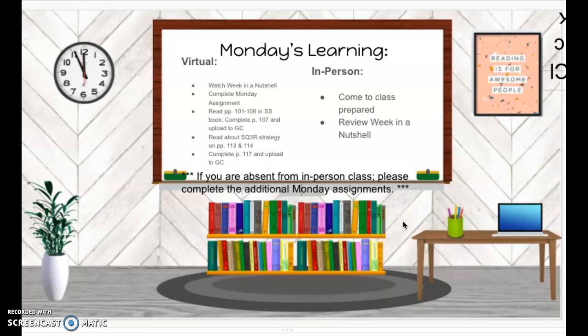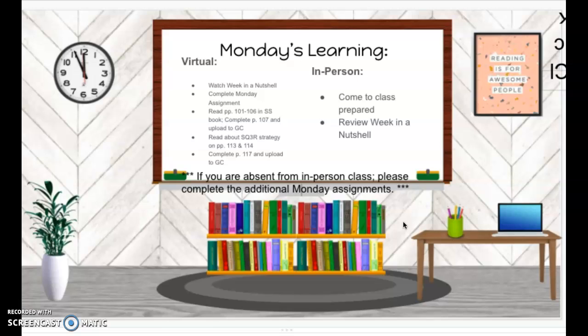So virtual students, what you're going to do is read pages 101 through 106 in your study skills book. We are moving on to the idea of passive versus active learning, and you're going to learn more about that. You're going to really evaluate yourself as a learner and see the difference between active and passive learning. How do you become an active learner?